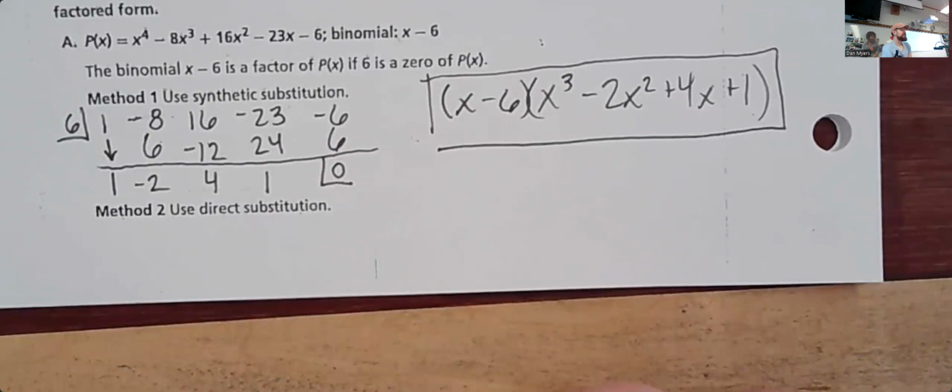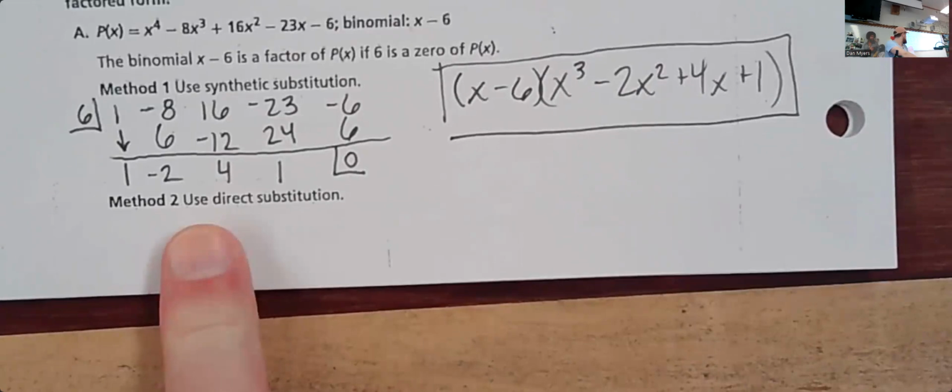Any questions about that before we keep going? By the way, you can also use direct substitution. I'm going to show that real quick down here, but most of the time you'll be given an option. If it tells you to determine whether the given binomial is a factor, you could use either synthetic division or direct substitution. So I'm going to show you this other method, and you can use whatever you prefer after this.